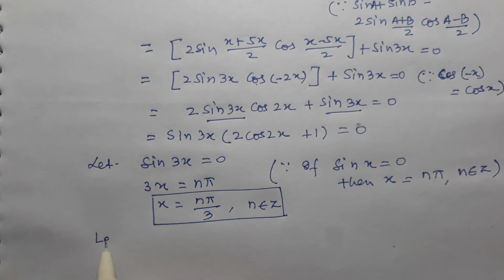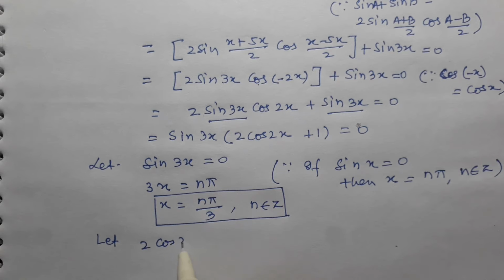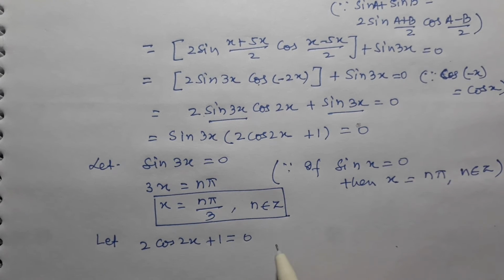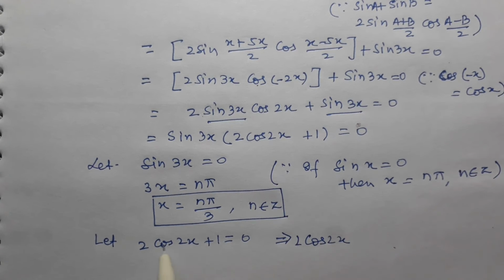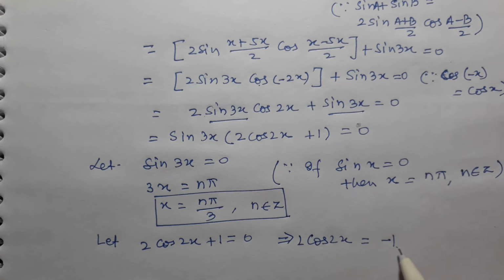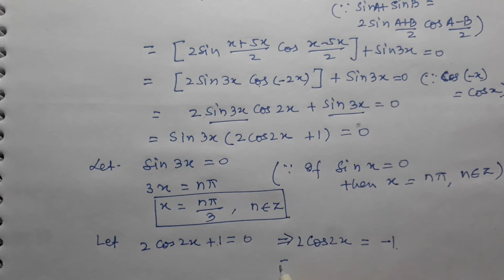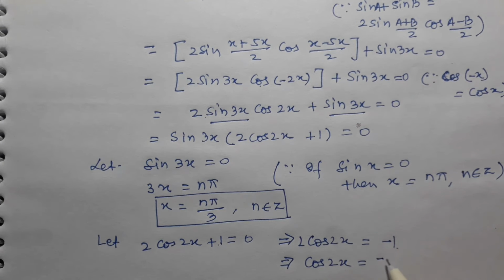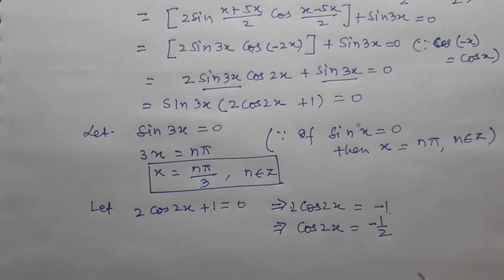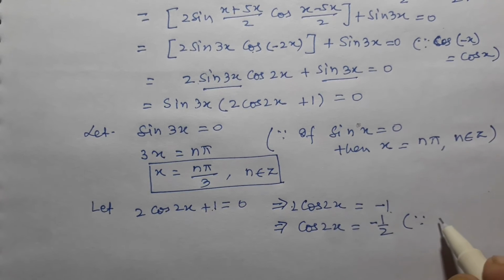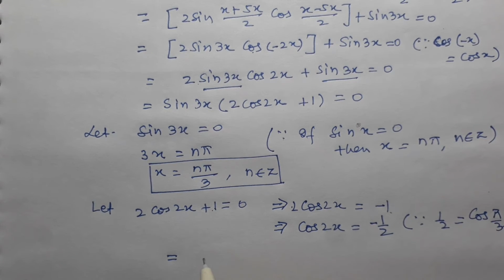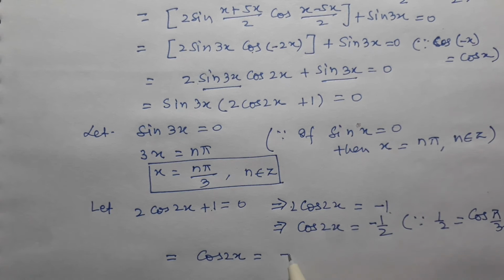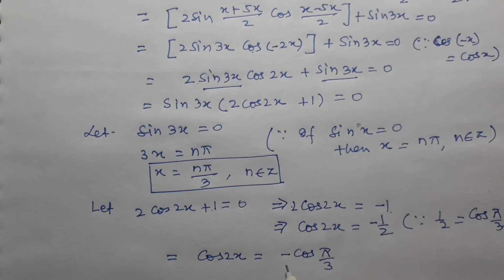Now, let 2 cos 2x plus 1 be equal to 0. So what will happen? 2 cos 2x will be minus 1. This one will come to this side, it is plus, so it will be minus. So cos 2x will be minus 1 by 2, this 2 will be divided here. Since 1 by 2 equals cos pi by 3, we shall write here cos 2x equal to, as the minus sign is here, minus cos pi by 3. Now this is in minus, we have to remove it.